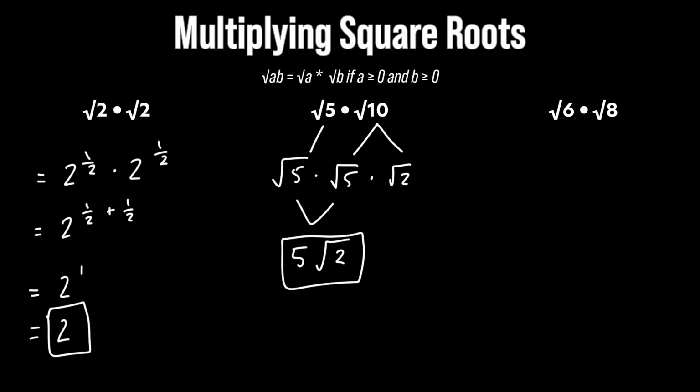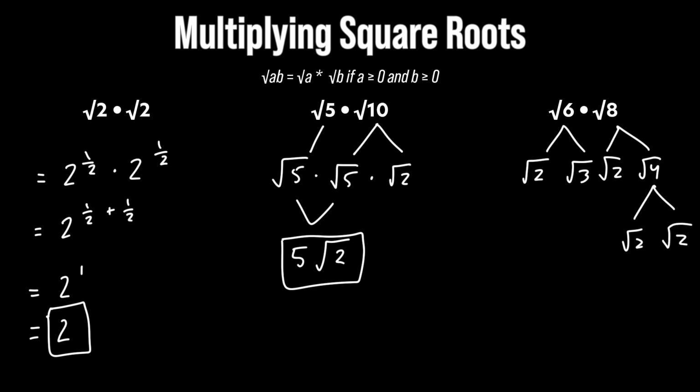Lastly, let's do the same thing with this last problem here. So we can break up square root of 6 into square root of 2 and square root of 3. We can break up square root of 8 into square root of 2 and square root of 4, which we can break up into square root of 2 and square root of 2. So we actually have two pairs of square root of 2. Here's one pair, and here's the other pair.